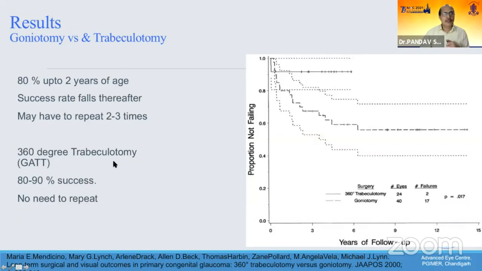The advantage with 360-degree trabeculotomy or GAT-like procedure is that you could end up with an 80 to 90% success rate, and there's no need to repeat because we have already removed 360 degrees. And if it fails, then you have a conjunctiva which is intact for subsequent surgeries as well.